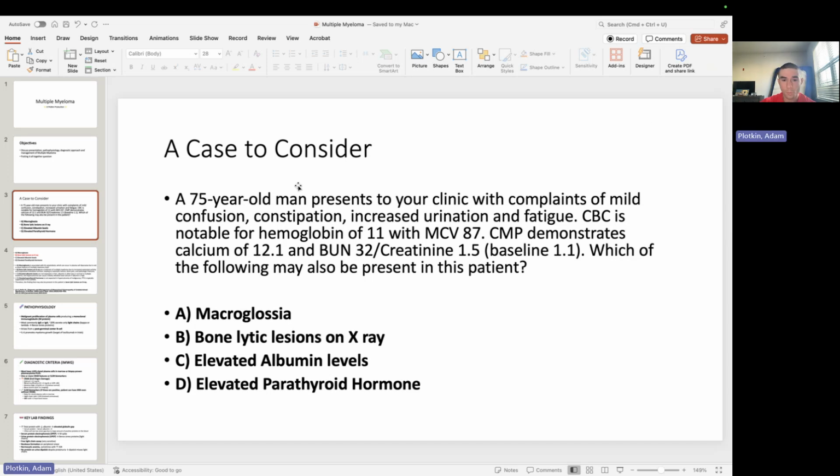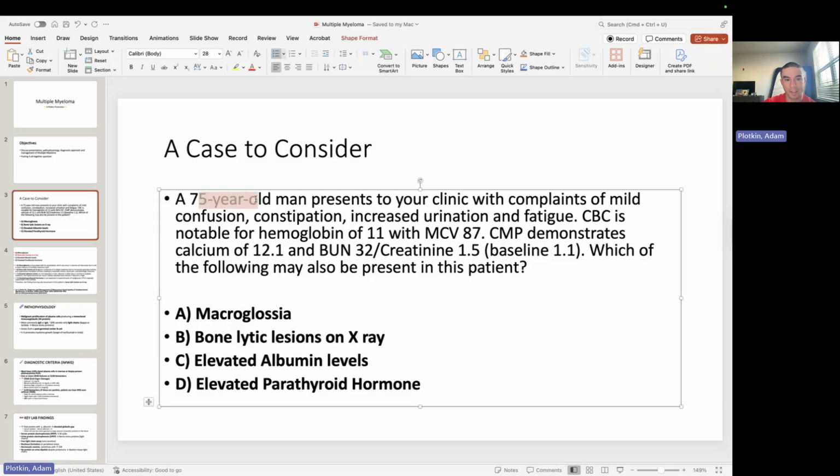So when I read this question, first look at who your patient is. A 75-year-old man. That already puts me into a category of what I'm thinking about when I look at this whole picture. We see they have complaints of mild confusion, constipation, increased urination, and fatigue. Immediately, without even looking at the labs, I'm already keying in on hypercalcemia. If you remember, there's that mnemonic: stones, bones, groans, and psychiatric overtones, which are classic symptoms of hypercalcemia.